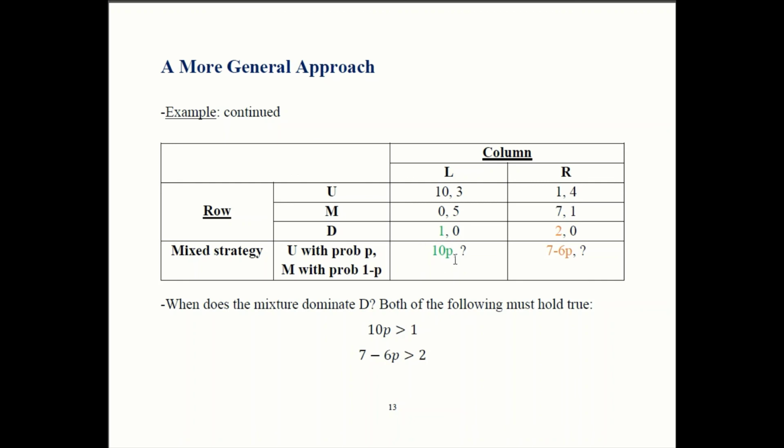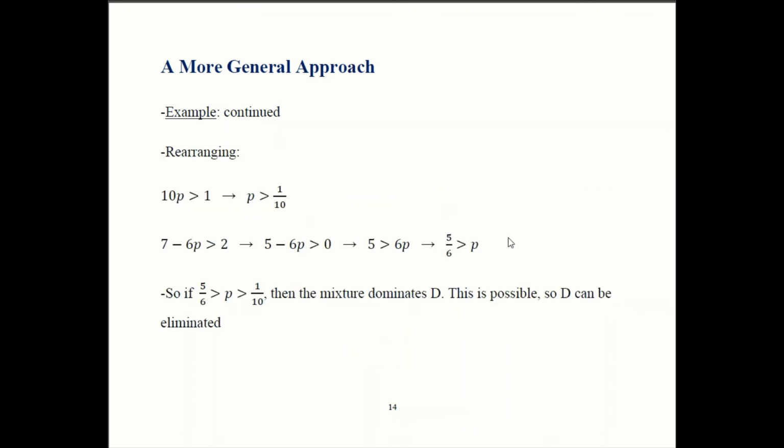Then go ahead and take your expected values. Once you have that, see if you can find a value for P that's going to get rid of D, or get rid of that strategy you were suspicious of. That's how you can deal with these games and potentially eliminate a strategy. If you can get rid of a strategy, that makes your analysis easier.